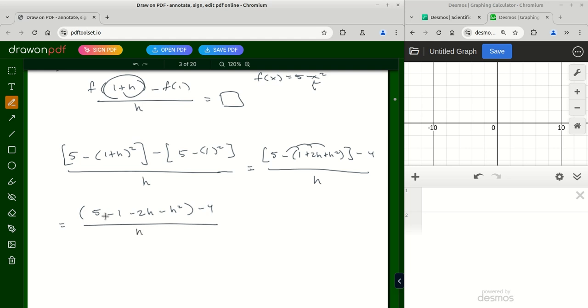all over h. Now notice that this is a 4, and this is a 4, and they cancel. So negative 2h minus h squared all over h. Again, I'm going to cancel one h from each of these guys, leaving behind negative 2 minus h. That's the answer they're wanting for part B.